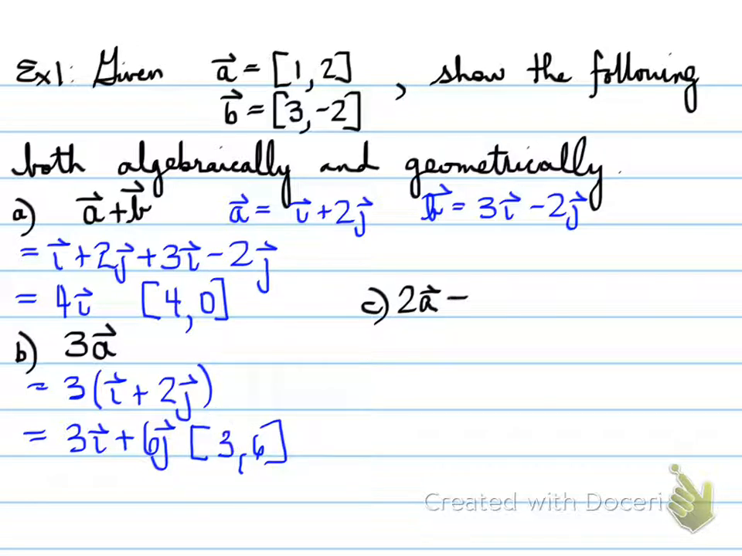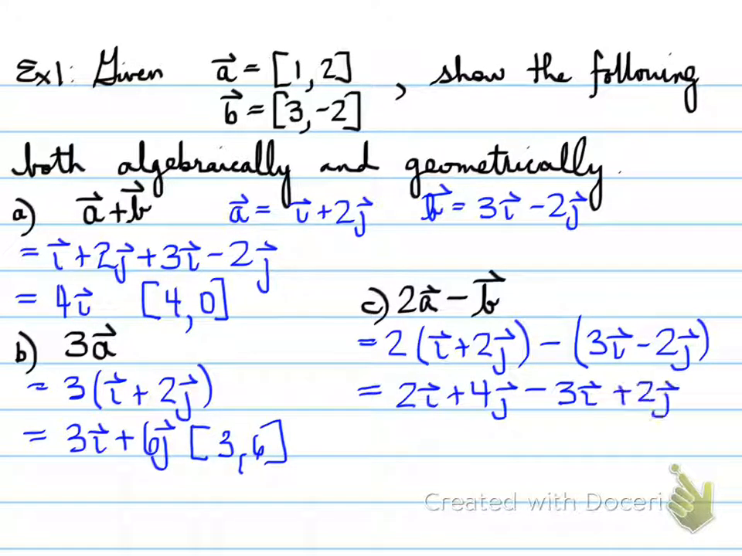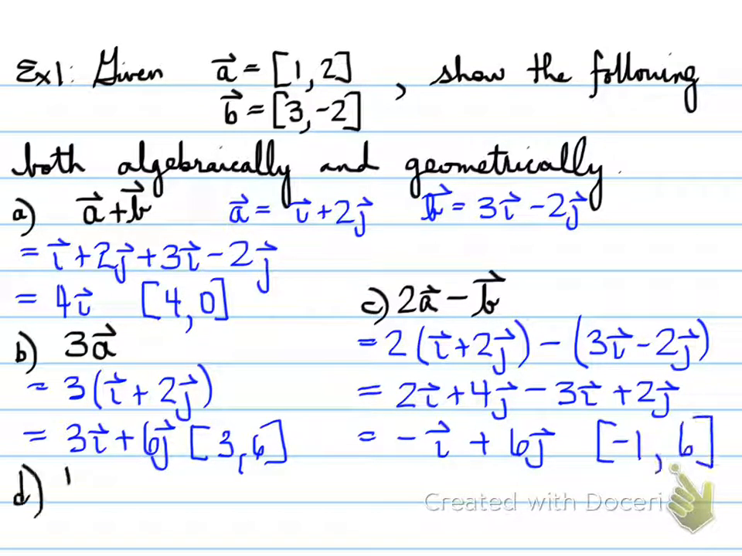Now, let's look at 2A minus B. 2 times vector A is 2 times i plus 2j. Minus B is minus 1 times 3i minus 2j, and we get 2i plus 4j minus 3i plus 2j. Put the i's together, we get negative i. Put the j's together, we get plus 6j. Put that together, and you will get negative 1, 6 as your components. Let's look at the last one.